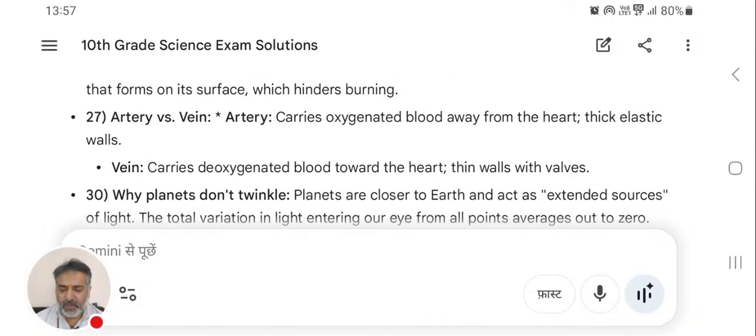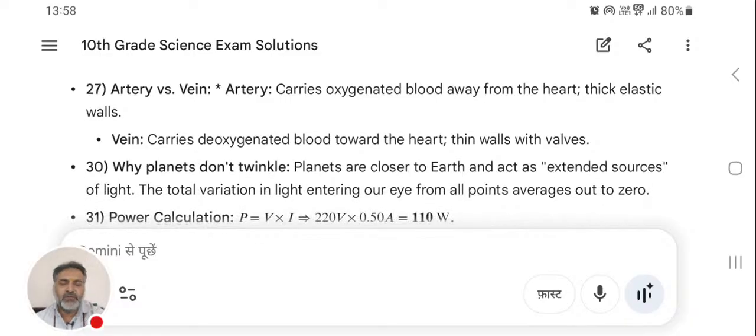27. A difference between artery and vein. Artery carries oxygenated blood away from heart, thick and elastic. Vein carries deoxygenated blood towards heart, thin walls with valves. Question number 28. This question is only for normal students. Draw a neat and labelled diagram of the human excretory system.